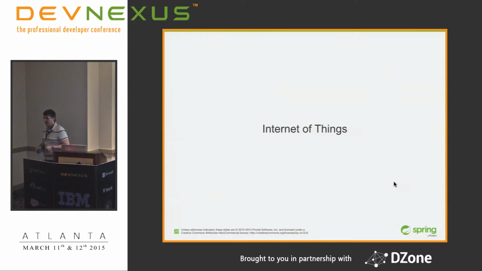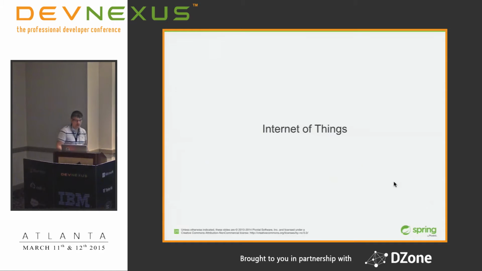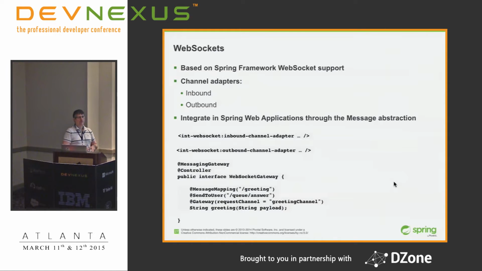Another direction that we've been going towards is Internet of Things. I'm sure you've heard of it, maybe too much. It's modern. It's a new topic. It's important. So what did Spring Integration 4 do to actually support that?